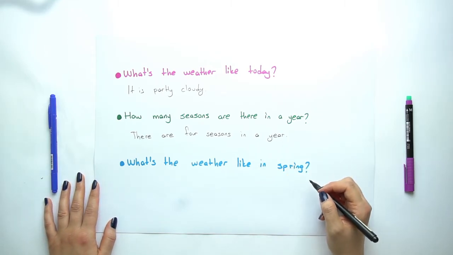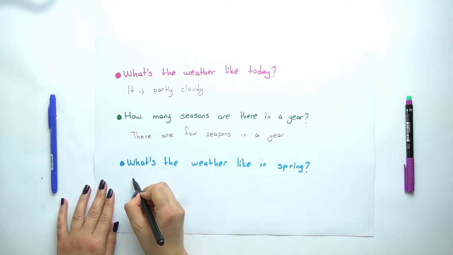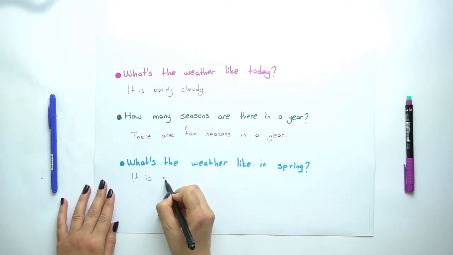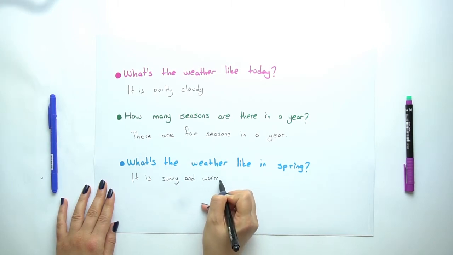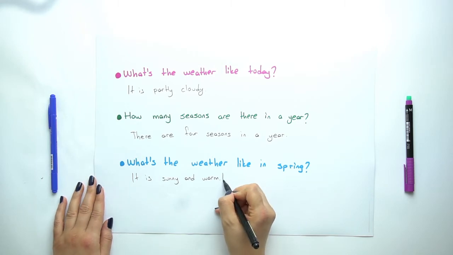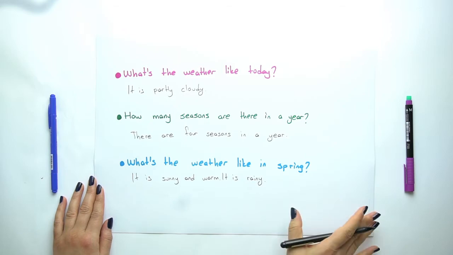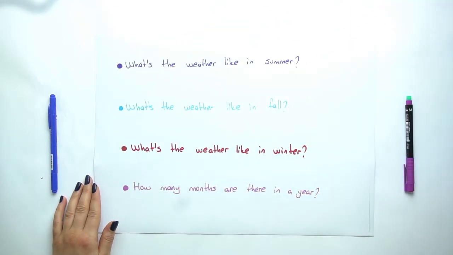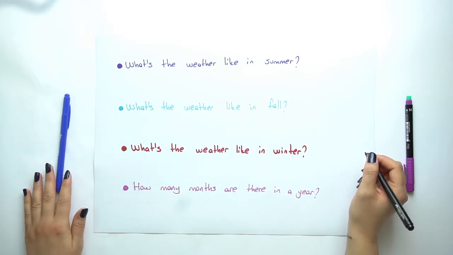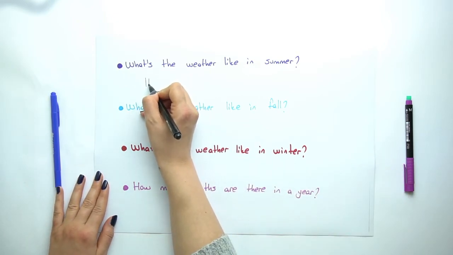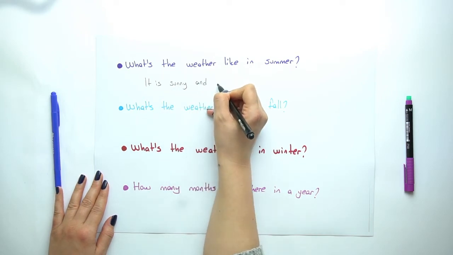And now, third question. What is the weather like in spring? The weather is sunny and warm in spring. But also, it is rainy too. What about summer? What's the weather like in summer? In summer, it is sunny and hot.